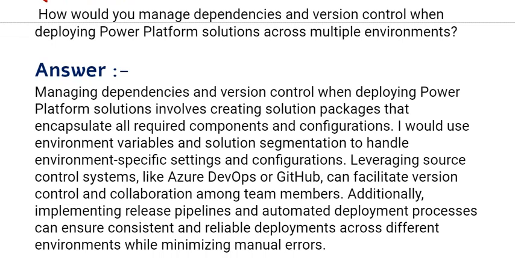Leveraging source control systems like Azure DevOps or GitHub can facilitate version control and collaboration among team members. Additionally, implementing release pipelines and automated deployment processes can ensure consistent and reliable deployment across different environments while minimizing manual errors.